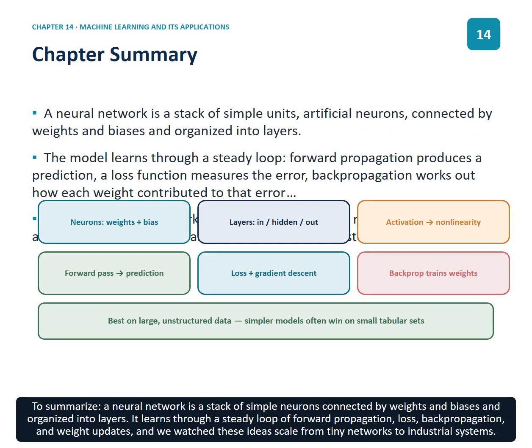To summarize, a neural network is a stack of simple neurons connected by weights and biases and organized into layers. It learns through a steady loop of forward propagation, loss, back propagation, and weight updates, and we watch these ideas scale from tiny networks to industrial systems.